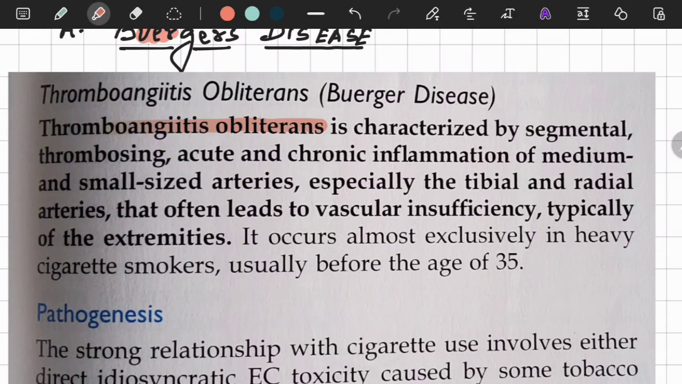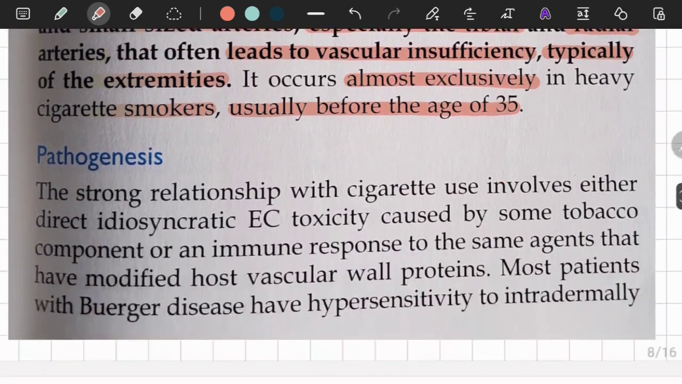Thromboangiitis obliterans is characterized by segmental thrombosing, acute and chronic inflammation of the medium and small sized arteries, especially the tibial and radial arteries, that often leads to vascular insufficiency, typically of the extremities. It occurs almost exclusively in heavy cigarette smokers, usually before the age of 35.